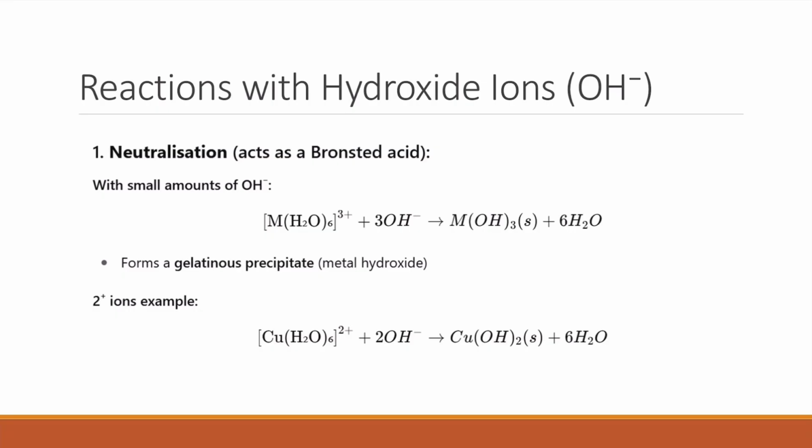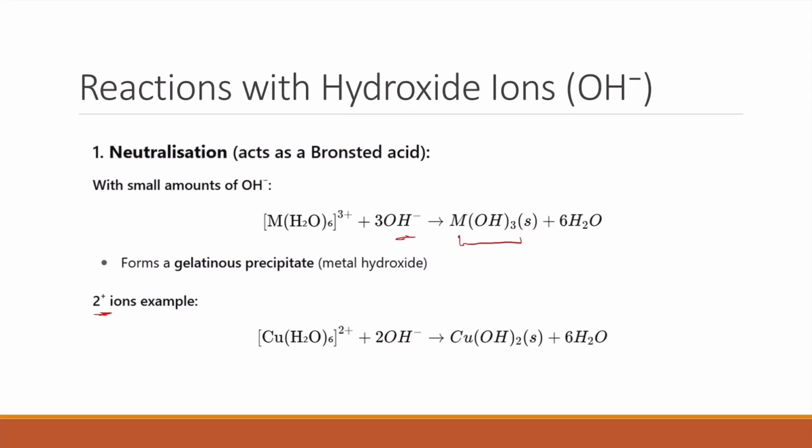First of all, the reaction with hydroxide. It will undergo a neutralization reaction because hydroxides are basic and the aqua ions are acidic. So when we have a small amount of hydroxide ion, these metal aqua ions will act as an acid and donate the proton to the hydroxide, and then they form the insoluble hydroxides. These insoluble hydroxides will have different colors depending on the aqua ion itself. This is for both 2+ or 3+ ions, and it will do the same.